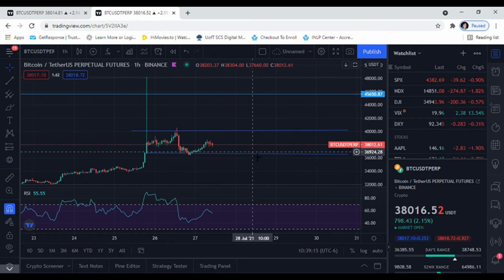And again, it's the same thing with the support. You don't want to exit exactly at the support. You want to exit a little bit above the support.